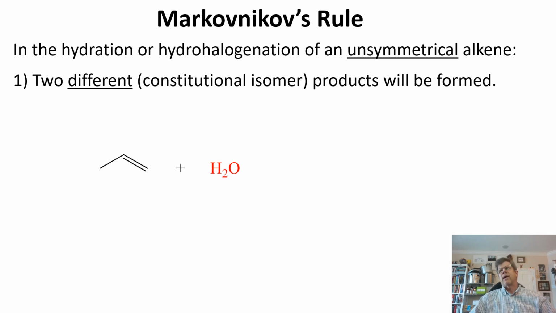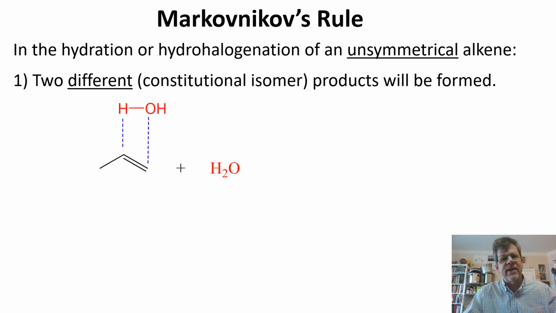This brings up something known as Markovnikov's rule. There are two tenets to Markovnikov's rule, and for our purposes it's specific to the hydration or hydrohalogenation of unsymmetrical alkenes, and we'll look at examples of both. If we look at our starting material here, what exactly do we have? We have an alkene, and it is unsymmetrical, not symmetrical like we saw before, and we're going to treat that with water under catalytic acidic conditions. It's a hydration of an alkene, but that alkene is unsymmetrical. Let's see what we get.